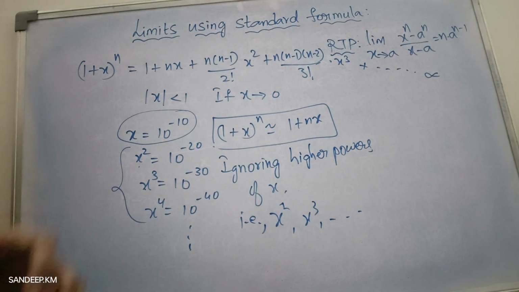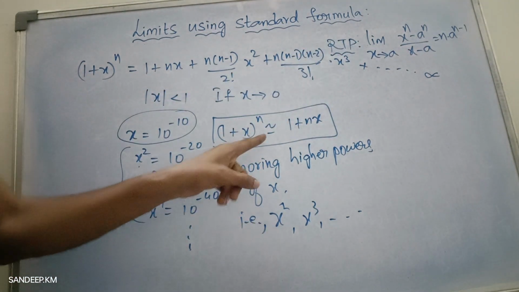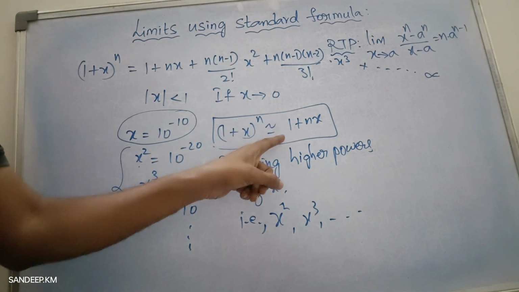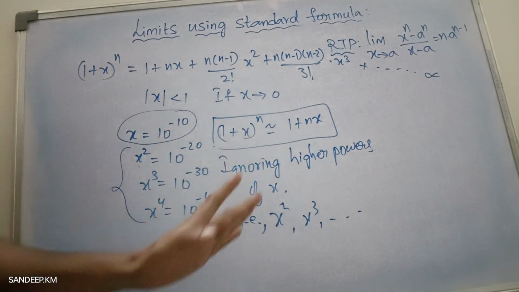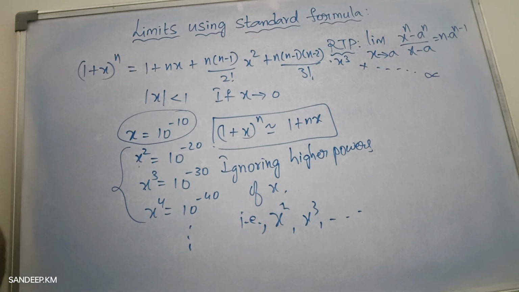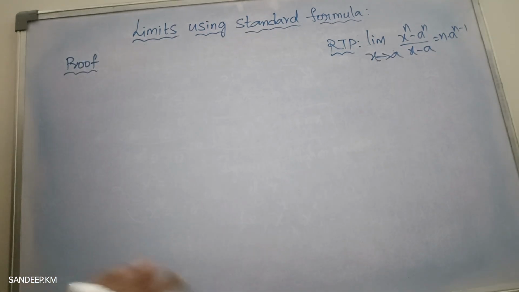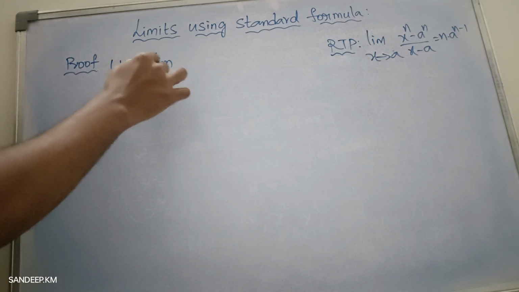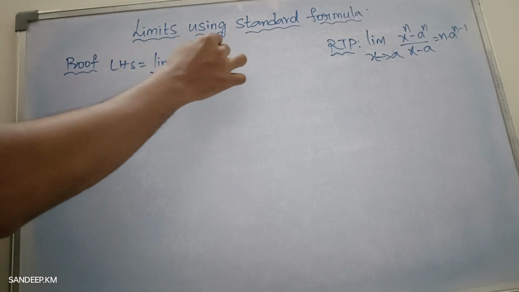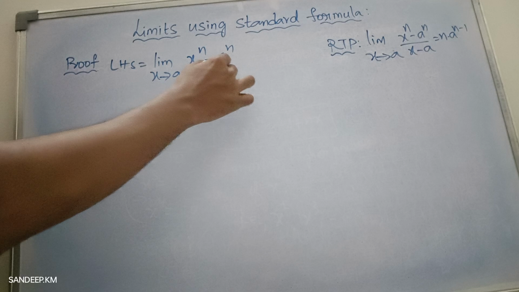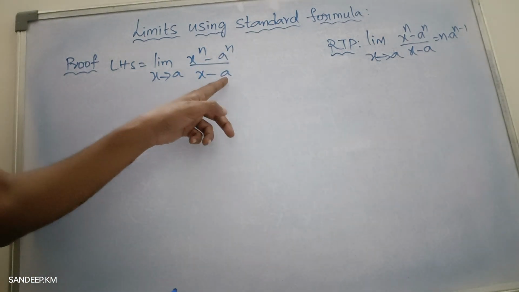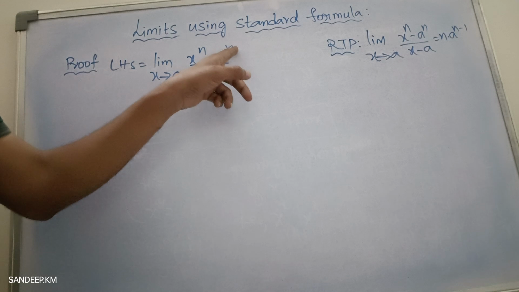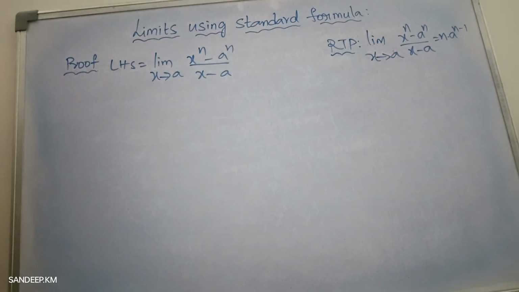Now let me prove the standard formula using this particular fact. And remember, I can use this when x is approaching 0. Let us see the proof. So I will take LHS. LHS is limit x approaches a, x power n minus a power n divided by x minus a, where a is any real number, but particularly a is a positive real number and n can be any real number.